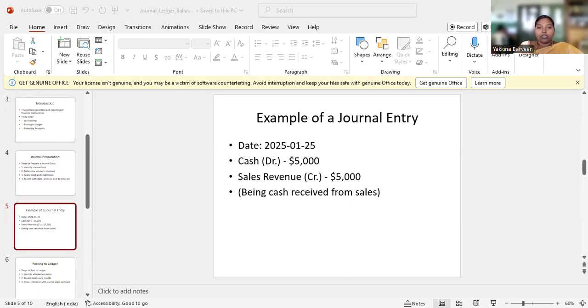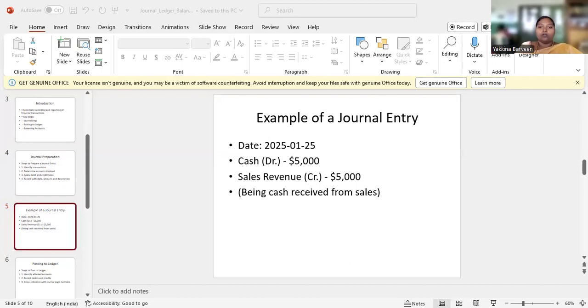In the first column, we have to write the date. For example, today the date is 25-1-2025. In the account column, we have to put, for example, cash 3,000, as it's given in the question. A business receives 3,000 from sales in cash.